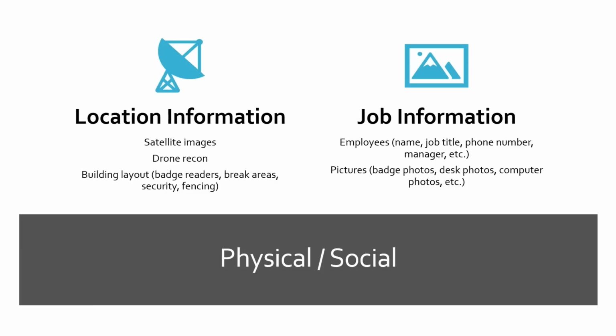So we have location information. We might utilize something like satellite images, or often we'll go on site and do drone reconnaissance where we fly a drone around and try to gain information. What we're really after with these images from drone recon is, hey, what does the building layout look like? Are there badge readers? Are there break areas? Does security exist? Do they have somebody posted out up front? Can you just walk right in the door?